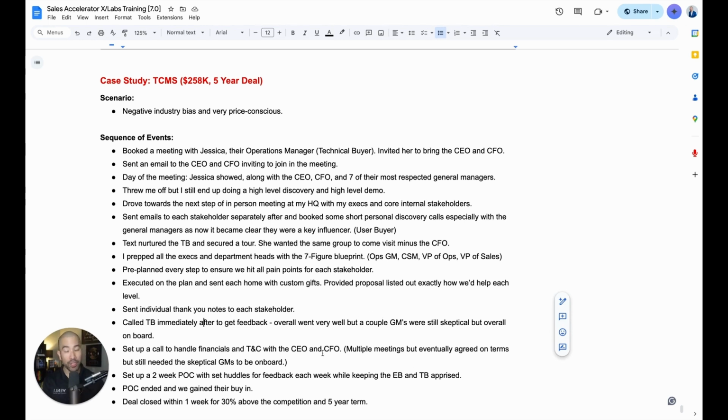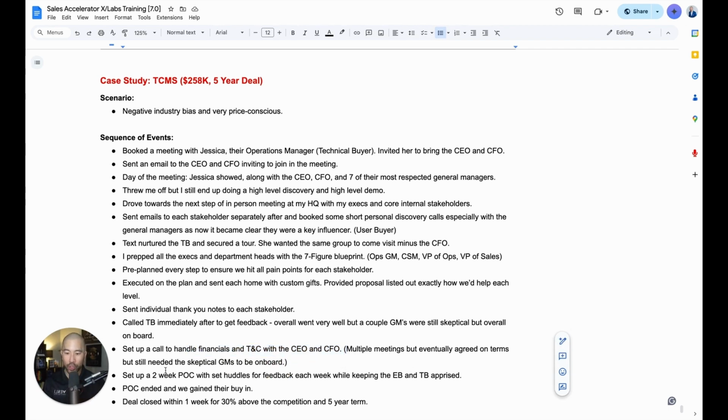So I set up a call to handle the financial terms and conditions with the CEO and CFO. Multiple meetings, but eventually agreed on terms. We still need the skeptical GMs to be on board. So we knew, hey, cool, we got the T and C's dialed, the pricing was good, right? But we had a couple of blockers, okay, that we had to get on board.